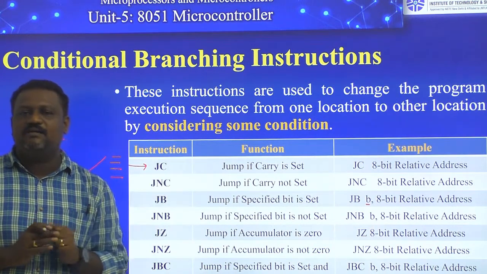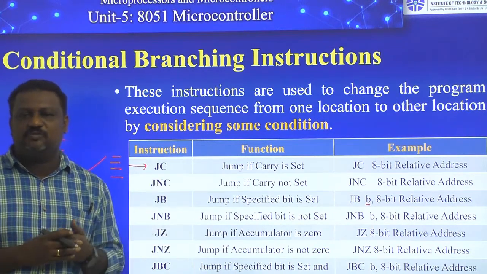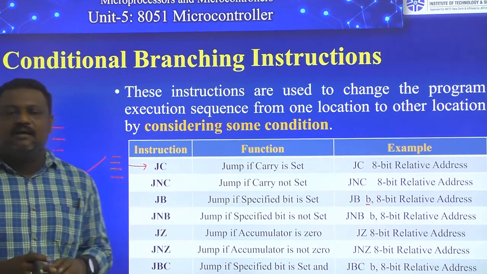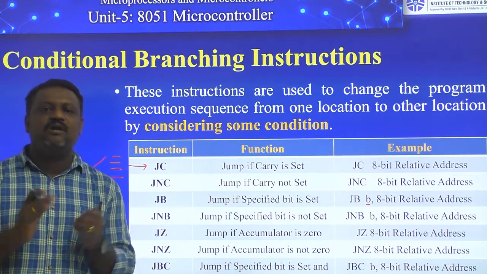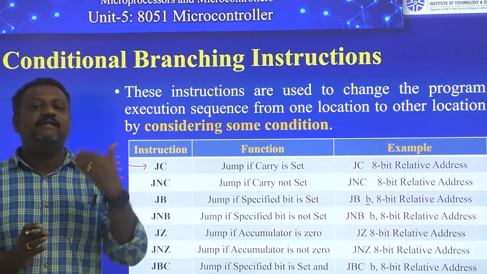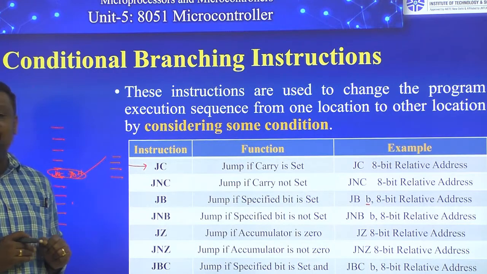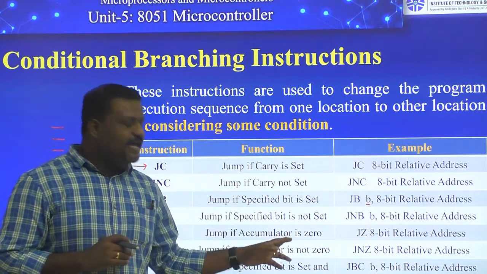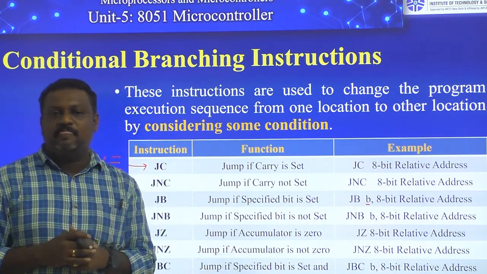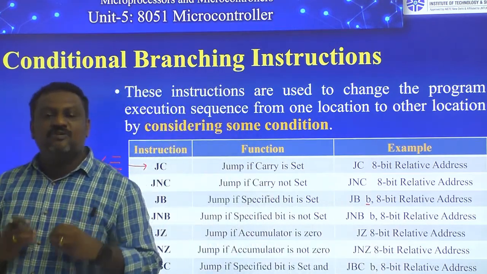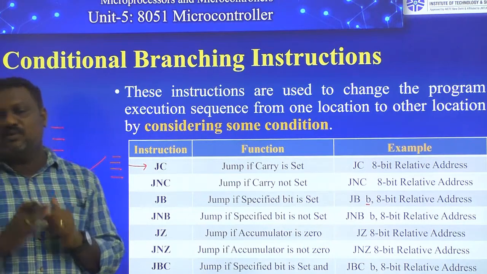Carry flag is a bit, as well as a specified bit also a bit itself. But now coming to JZ and JNZ, these 2 instructions are purely designed based on the content of accumulator register A. Coming to the first case, JZ, that means jump if accumulator is equal to 0. That means jump to this relative address only when the accumulator register A value is equal to 0.